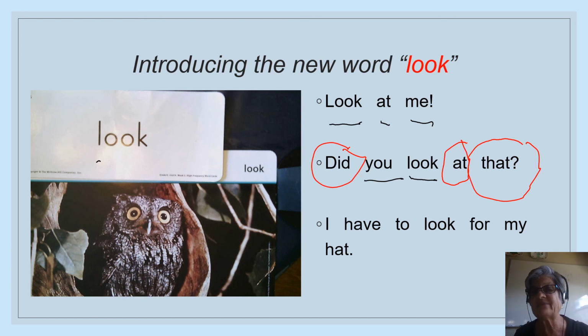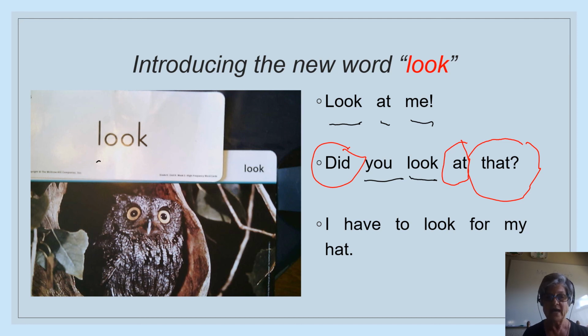If you notice, they have a question mark at the end of the sentence. So we're asking you something. Did you look at that? Now let's look at the last sentence. The last sentence is a telling sentence. And I know it's a telling sentence because I see a period at the end of it.